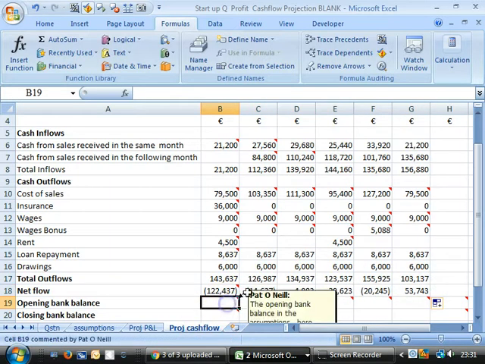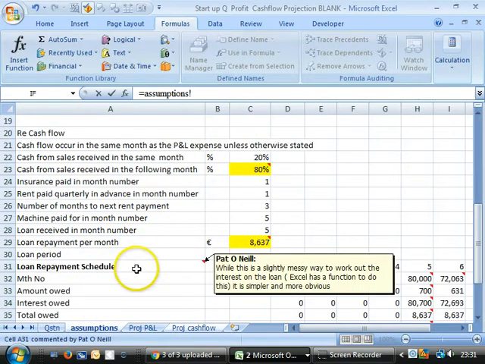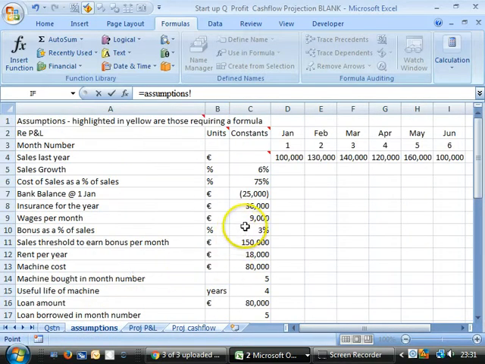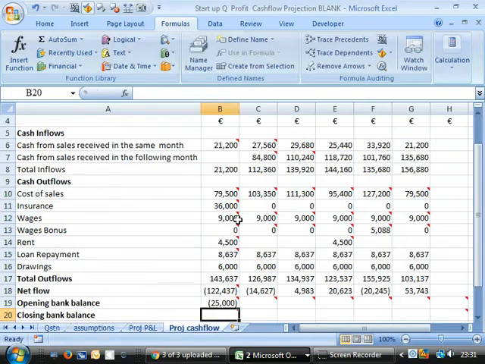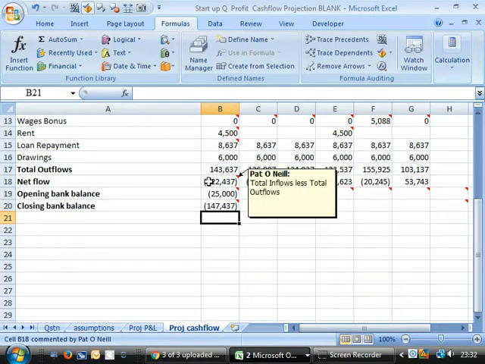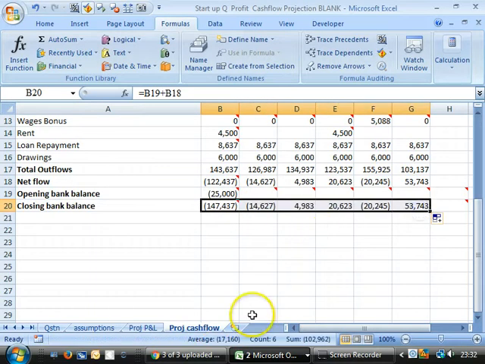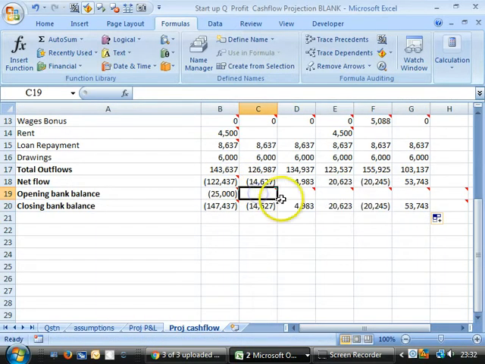Now, the opening bank balance, well, I had a figure in my assumptions for the opening bank balance, so back to the assumptions. And the figure is 25,000. It's a minus figure, so there it is there now. Now, what's my closing bank balance? Well, my closing is my opening plus my net flow. Okay? And it's always that. So I'm going to copy that formula over now. Now my opening figure for the second month is the same as my closing figure from the previous month. And I can copy that formula over along as well.